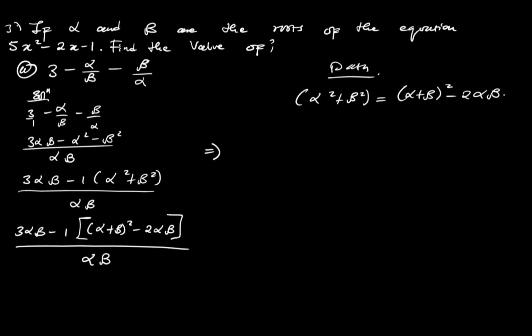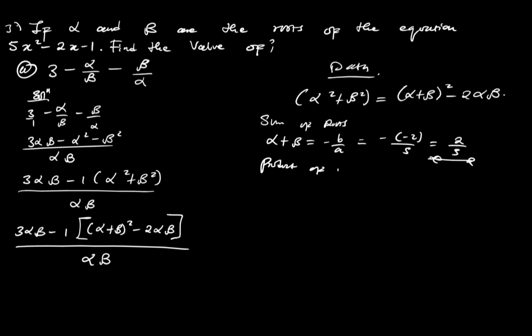Now I can substitute the values of the sum and the product of the roots. What is the sum of roots? Sum of roots means alpha plus beta is equal to negative b over a. From the equation, what is negative b? Negative of negative 2 over a, which is 5. So I'm having 2 over 5 as my sum. And what is my product of roots? The product of roots, alpha beta, is equal to c over a. The value of c is -1, the value of a is 5. So I'm getting -1 over 5.